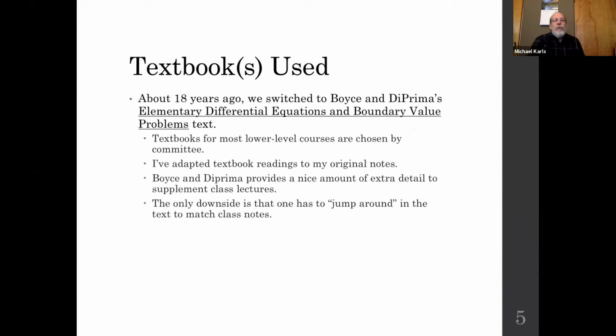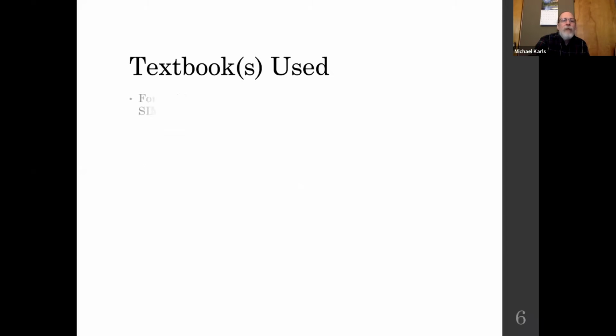About 18 years ago, we switched to Boyce and DePrima's classic book, Elementary Differential Equations and Boundary Value Problems. Part of the reason is that textbooks are chosen by committee, because we don't know who's going to be teaching the class. I like the book a lot. It has a lot of extra detail to supplement class lectures. The only downside is that in order to match what I want to talk about, I had to have the students jump around in the textbook as we went along in the class.